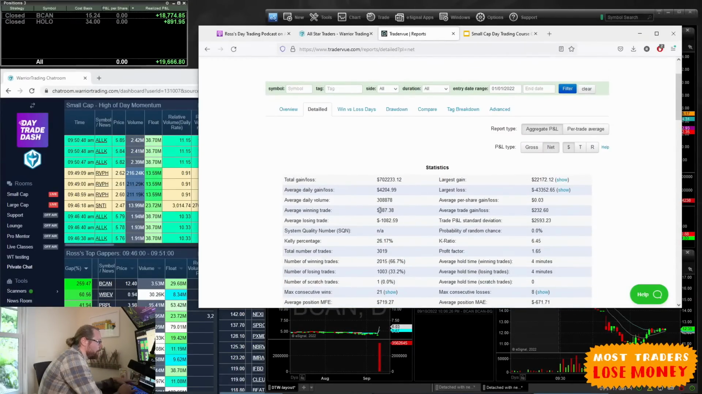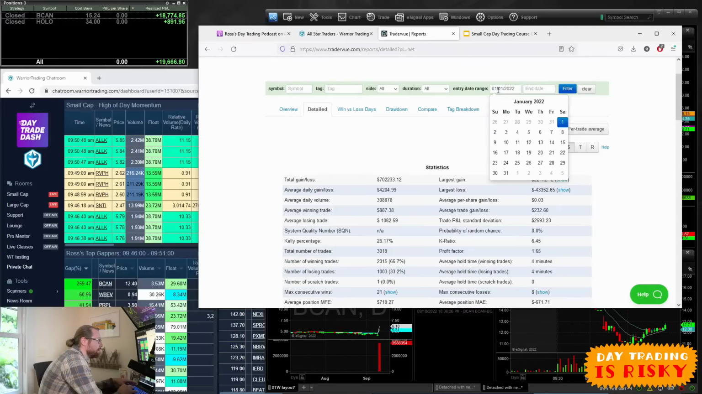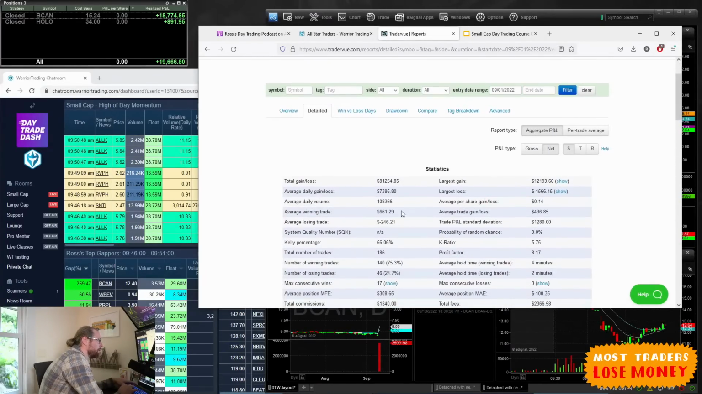My profit loss ratio this year has been negative. Average winners have been smaller than average losers. My biggest loser is bigger than my biggest winner. But I've turned that around this month. Profit loss ratio is great. The average winners are small, only $660, but the average losers are small too. Accuracy 75%. Biggest winner 12 grand, biggest loser 1,500.